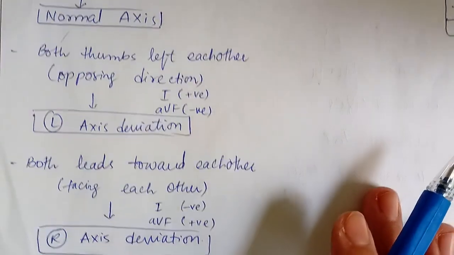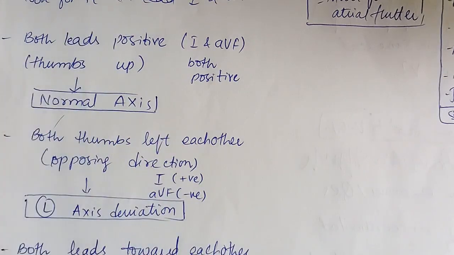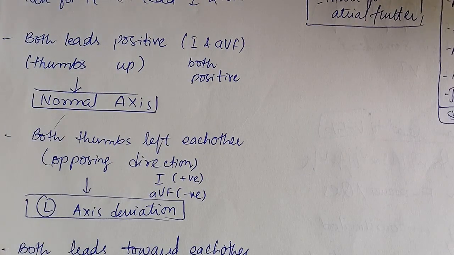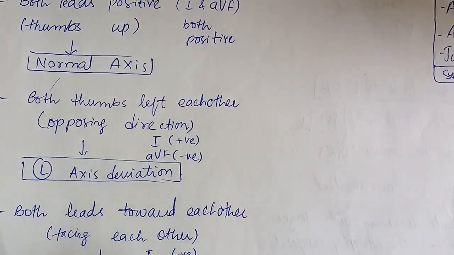Let me repeat it once again. If both leads are thumbs up, it means the normal axis. If they leave each other or are opposing each other, that's left axis deviation. And if they are facing towards each other, that is seen in right axis deviation.